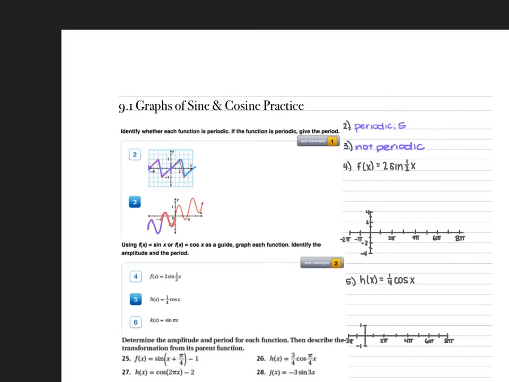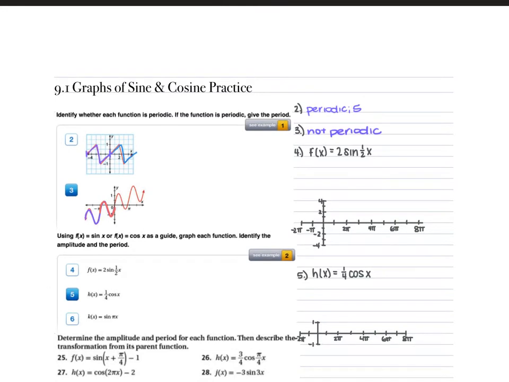For 4, 5, and 6, we're using f of x is equal to sine x, or f of x is equal to cosine x, as a guide in graphing each function and identifying the amplitude and the period. So remember, the amplitude is found by taking the absolute value of a, and your period is found by taking 2 pi over the absolute value of b.